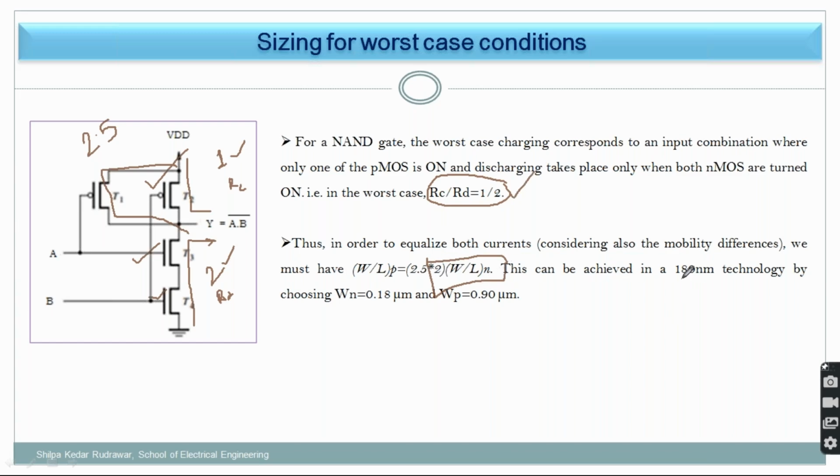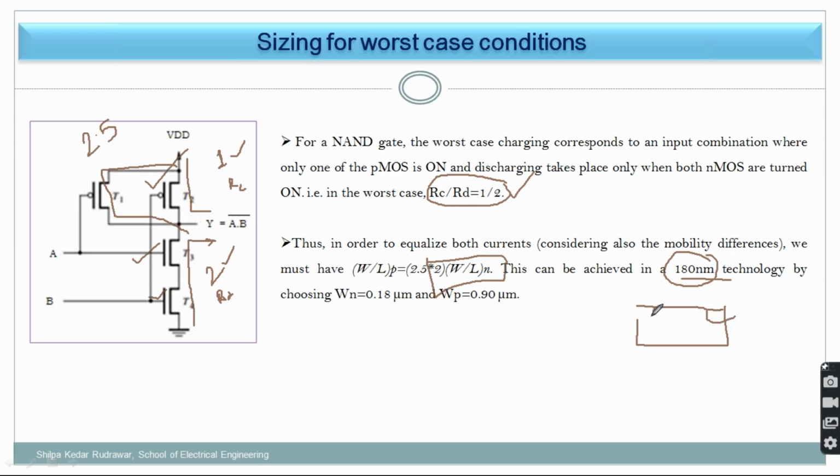Now, if I am considering Wn, that is the W by L ratio, where we have kept L constant to avoid complication, so we are just changing the width and comparing the width of PMOS and NMOS. So suppose the width of NMOS is 180 nanometer. What is this 180 nanometer? That is the length. Whatever you are able to see in this particular structure.